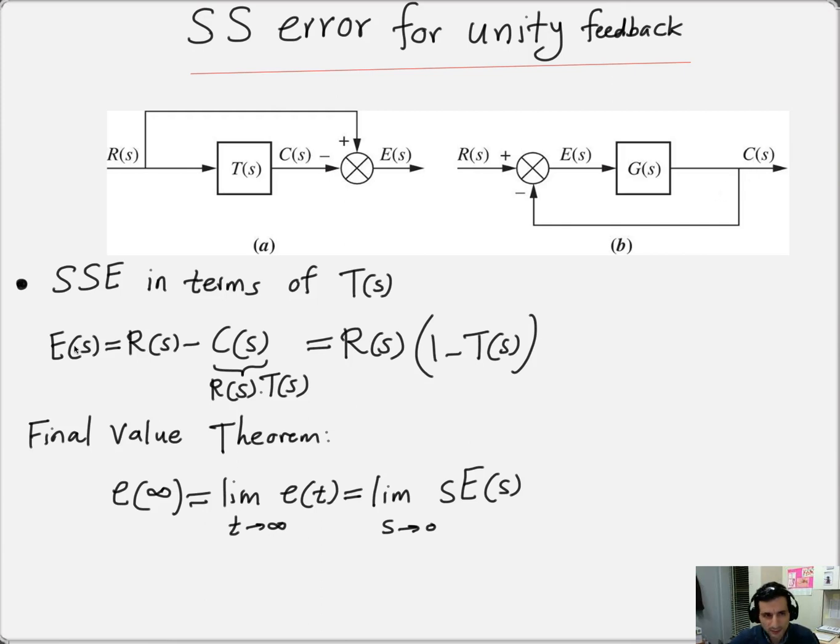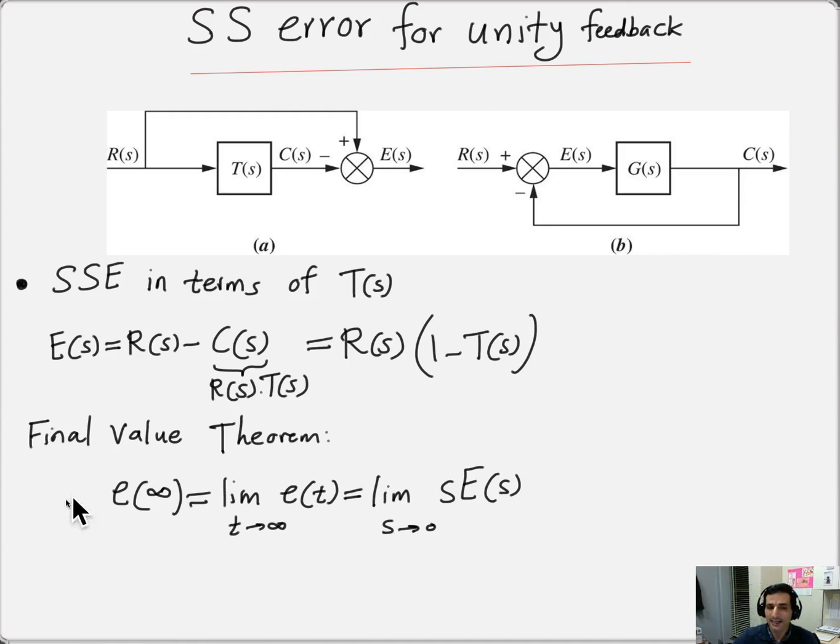If you just do very simple math, E of S is R of S minus C of S, but C itself is T of S multiplied by R of S. So then this E of S is going to be R of S multiplied by 1 minus T of S. And if you remember, in linear systems, we used what is called the final value theorem, which tells you that for a signal E, when it gets to a steady state, meaning E of t when t goes to infinity, this is going to be equal to the limit of S multiplied by the Laplace transform of E of t, which is capital E of S, when S goes to 0.